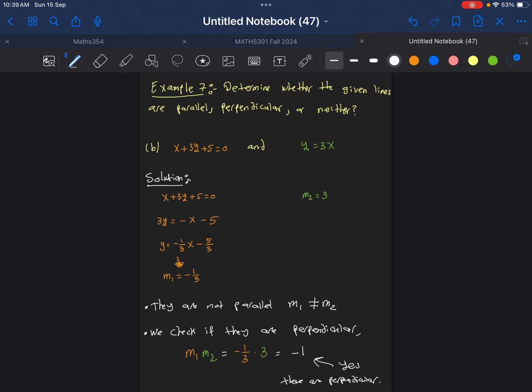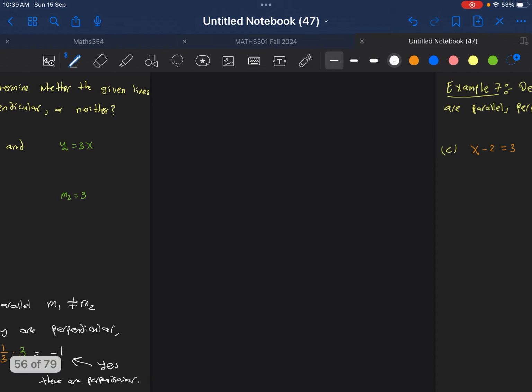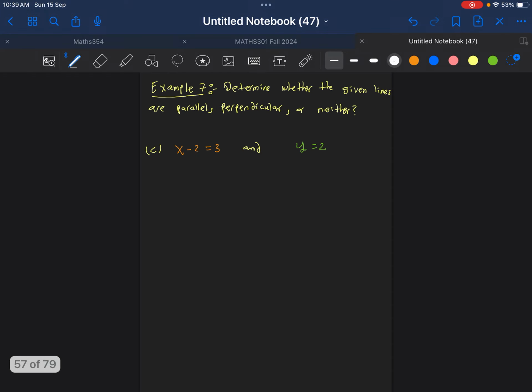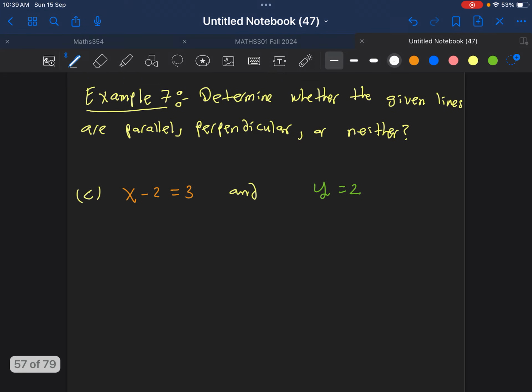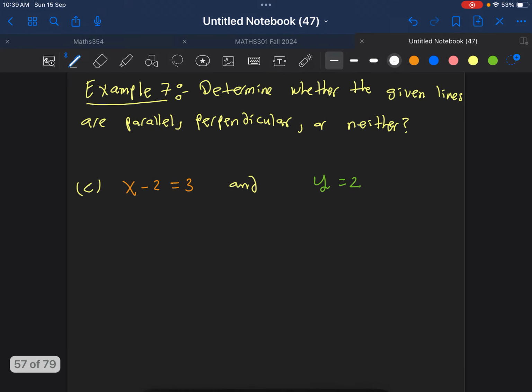Now we continue to the next example. Again, we find the slope m1, we find m2. Are they equal? Parallel. We multiply them. -1, perpendicular. If not this or that, we will just say they are neither parallel nor perpendicular. Let's see this example. This is a very, very nice example.